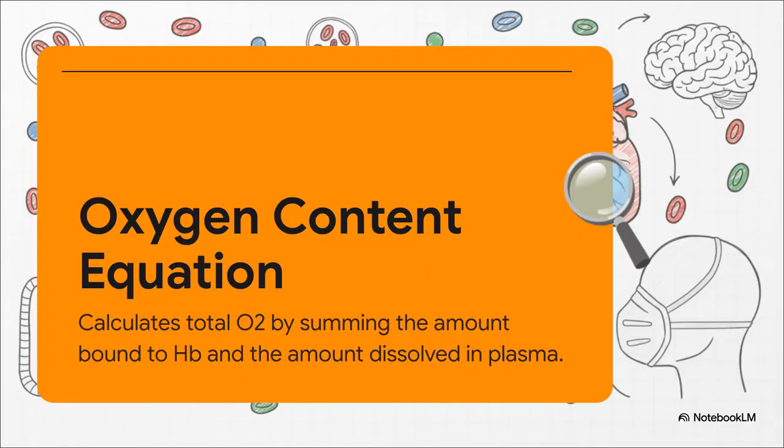And here it is, the equation you absolutely need to have in your back pocket for exams, the oxygen content equation. This formula basically just adds the two forms together. You've got the part bound to hemoglobin, and you've got the part dissolved in the plasma, which is directly tied to the partial pressure of oxygen, the PO2. Let's make this real with some numbers.